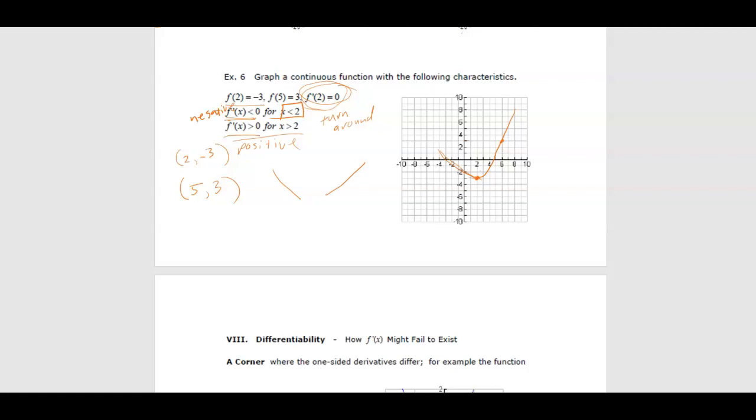So that's one way to graph a function with these characteristics, based upon what we know about the sign of a derivative and what happens when the derivative is 0, being a place that it turns around. Those are the big things to remember here.